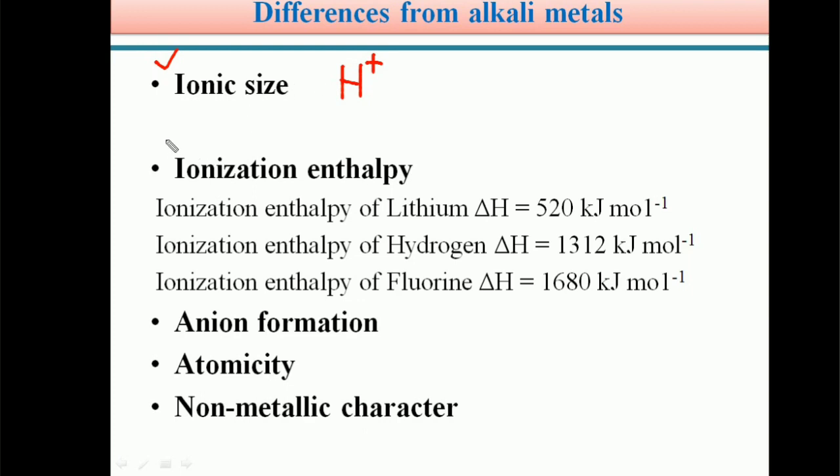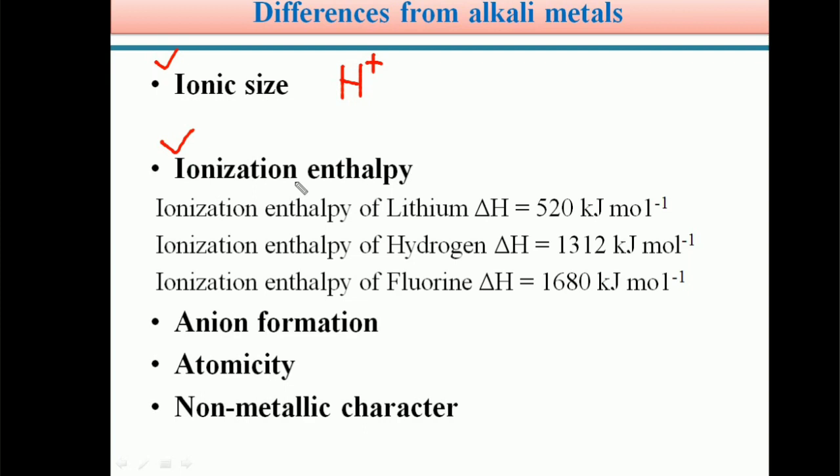Next difference from alkali metals is ionization enthalpy, or ionization energy, or ionization potential. Students, we are very well aware of the definition: the energy required to remove an electron from the valence shell of a neutral isolated gaseous atom is called ionization enthalpy. Hydrogen's ionization enthalpy is very high when compared with that of alkali metals. Alkali metals can easily donate their valence electron.